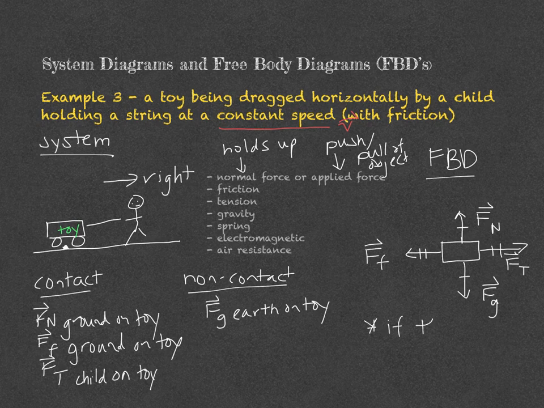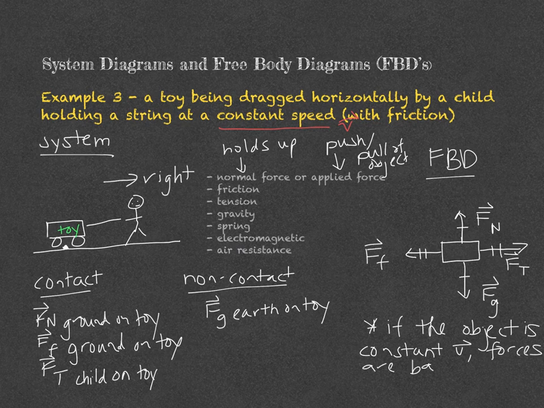So that's because if the object is at constant velocity, forces are balanced. This can be a tough one to think of because we often think if it's moving, there's something causing the motion. It's moving forwards. And that's because we're used to friction slowing things down, so we always have to pull to get things to move with a constant speed.